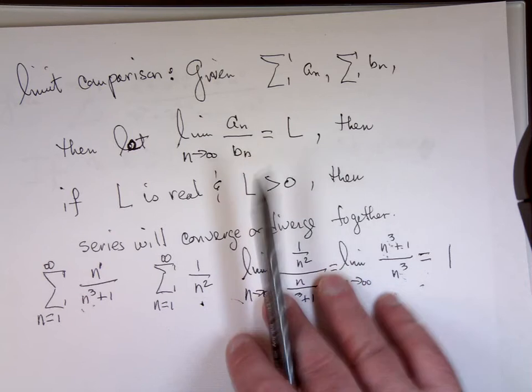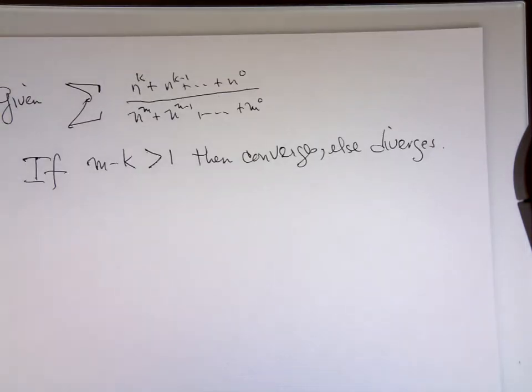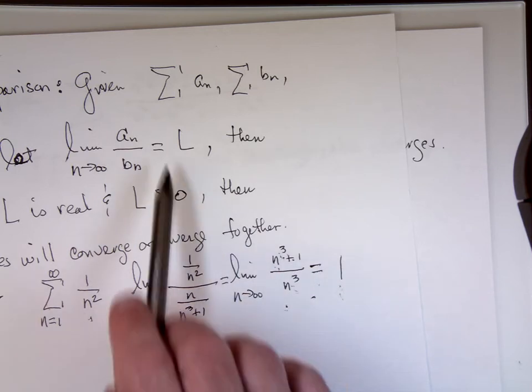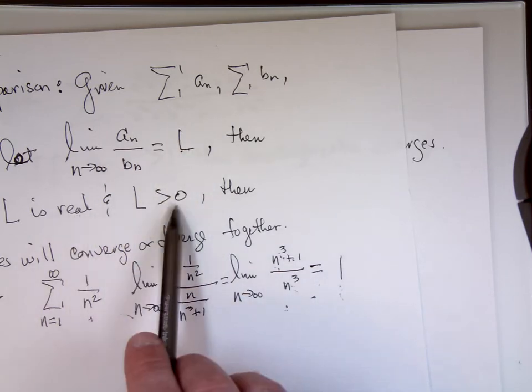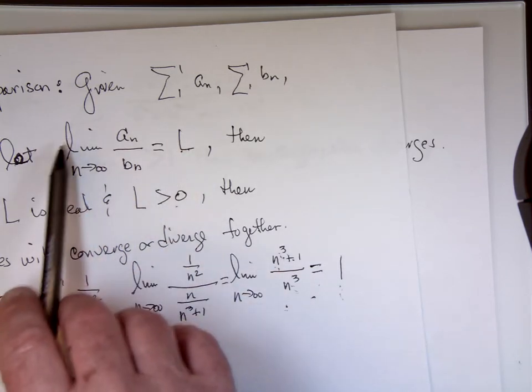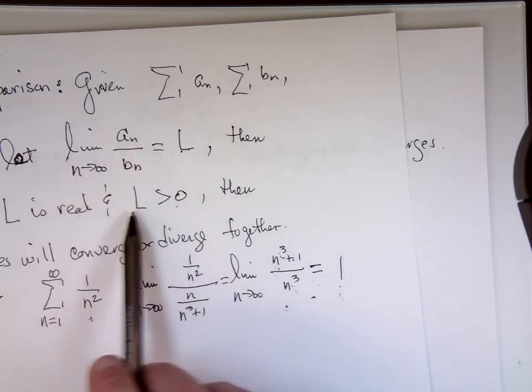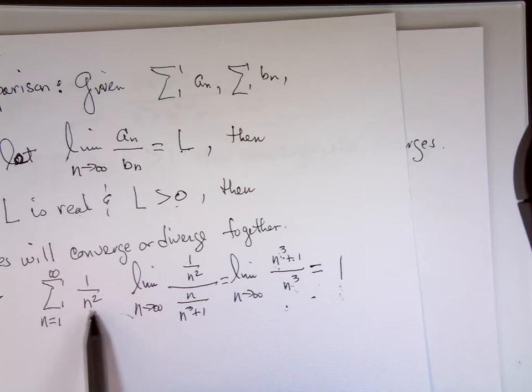The fact that that limit is equal to 1 tells you that the limit is real and greater than 0. It tells you the two series converge or diverge together. And since it was equal to 1, we know they converged together. Since this one converges, that one must also converge. But it's the difference in degrees that's important. It's all that matters here.